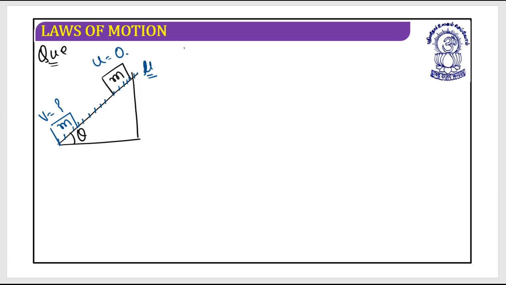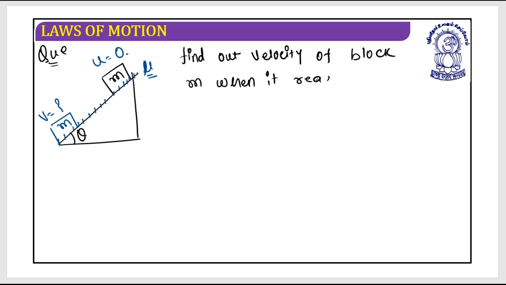So what I need to find out is the velocity of block m when it reaches the bottom of the wedge. This is the requirement, and they have given this, that this is the height of the wedge.